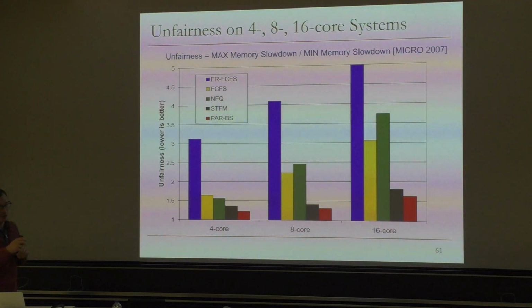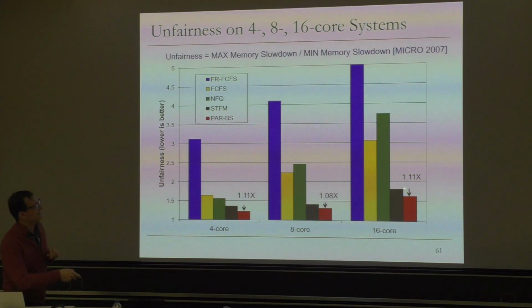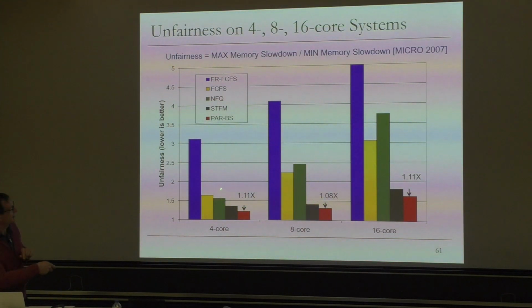STFM is what we discussed earlier. It actually reduces the unfairness significantly, as you can see, but PAR-BS actually reduces the unfairness even more. So basically, the overall reduction in unfairness is significant, even compared to STFM, which already reduced the unfairness significantly compared to these prior policies, right?